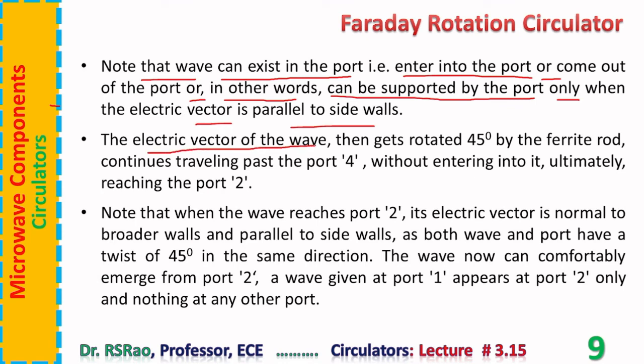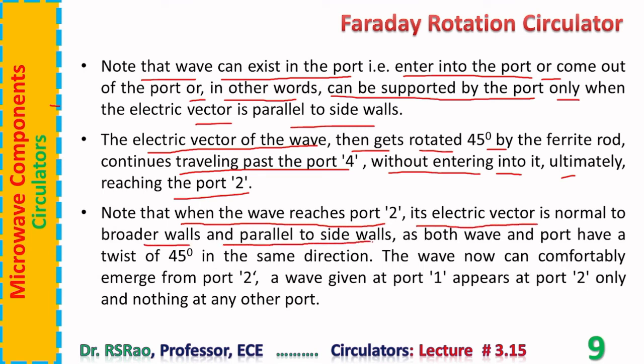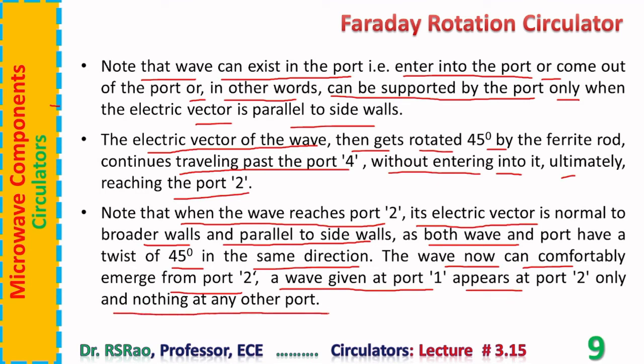The electric vector of the wave then gets rotated 45 degrees by the ferrite rod, continues traveling past port 4 without entering into it, ultimately reaching port 2. When the wave reaches port 2, its electric vector is normal to broader walls and parallel to side walls, as both wave and port have a twist of 45 degrees in the same direction. The wave now can comfortably emerge from port 2. A wave given at port 1 appears at port 2 only and nothing at any other port.